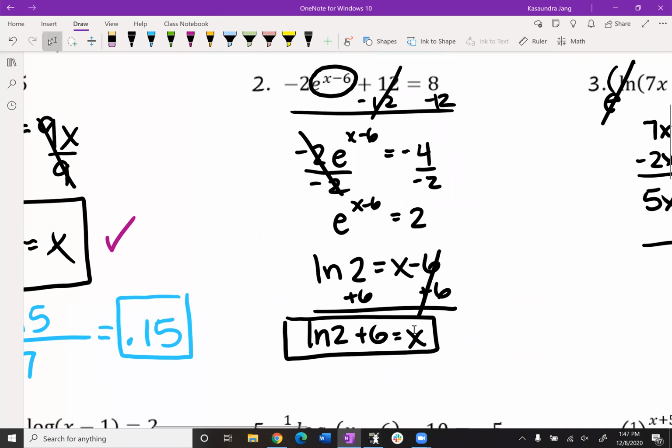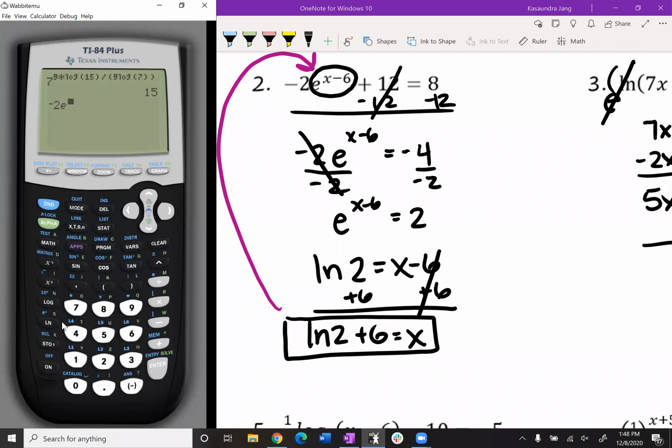What about number 2 here? Let's check our answer for number 2. I'm going to take this, like I said, this messy natural log of 2 plus 6, and I'm going to plug that all in for my x in the calculator. All right, -2 times e raised to the, and I've got to put this in for x. I put my natural log of 2 plus 6. Oops. And the parentheses there. Natural log of the 2 plus 6. I've got to put that in for my x.